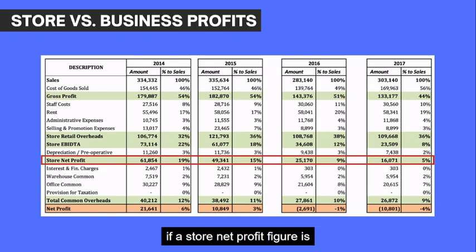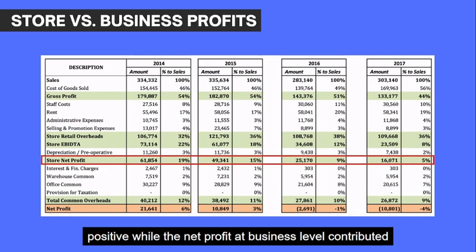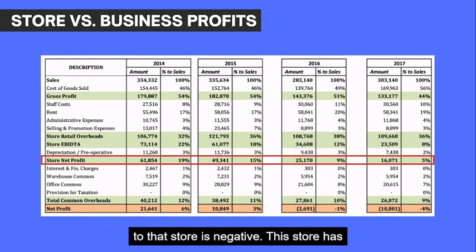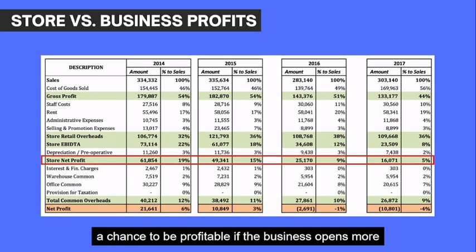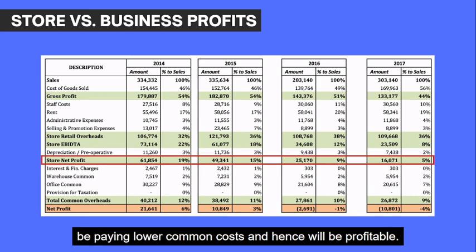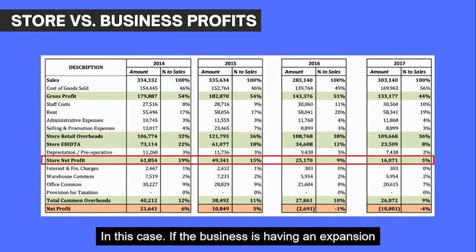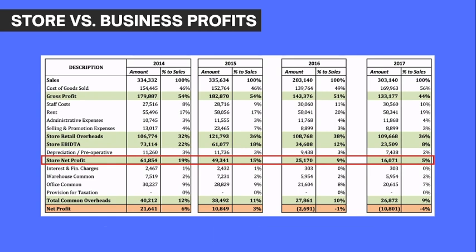For example, if a store net profit figure is positive, while the net profit at business level contributed to that store is negative, this store has a chance to be profitable if the business opens more stores in the future, because the common costs will be divided over more store locations and this store will be paying lower common costs and hence will be profitable. In this case, if the business is having an expansion plan, the right decision could be to keep the store open if future projections after expansion can show that it will turn profits as common costs go down.